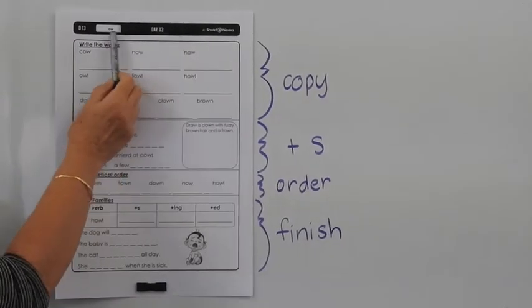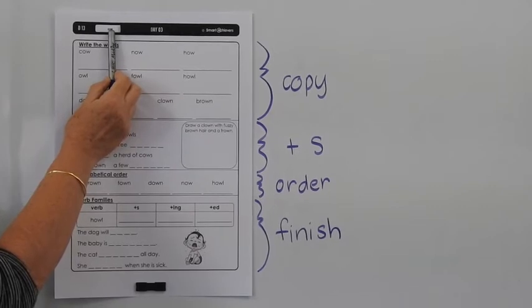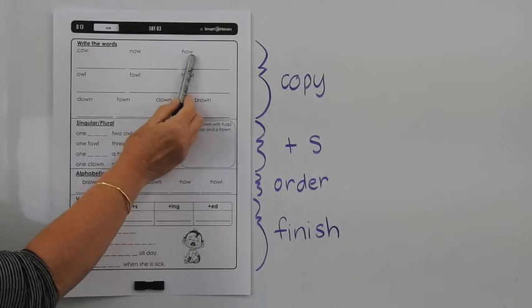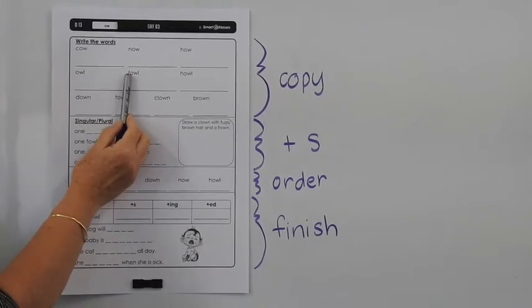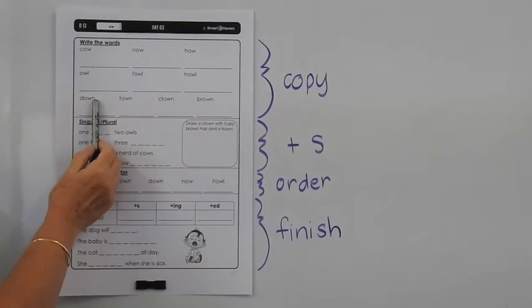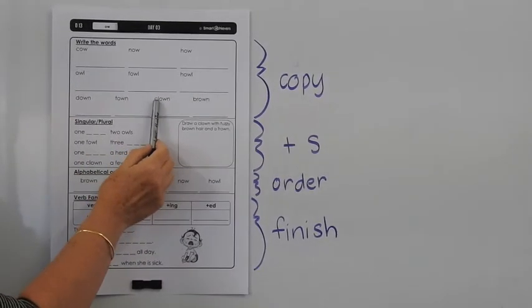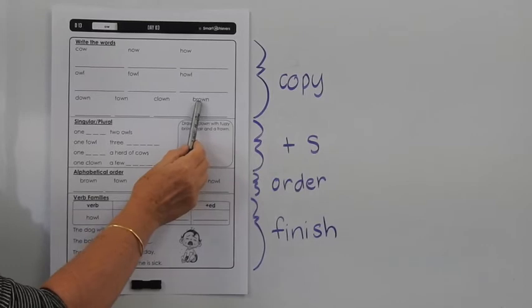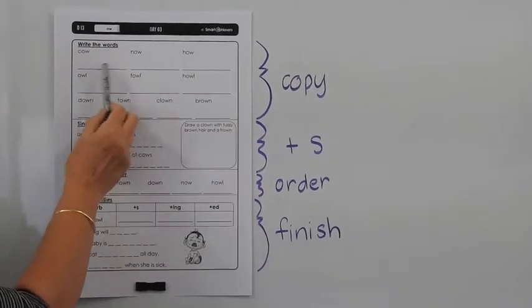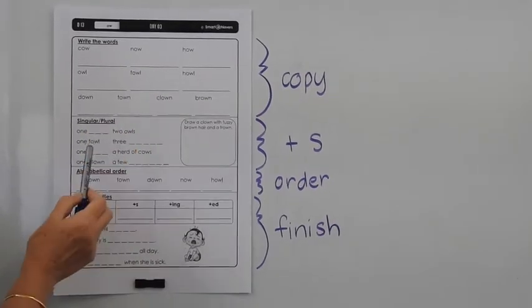D13, day 3, we're revising that the O-W can make the owl sound, like in cow, now, how, owl, howl, down, town, known, bown. So you can finish those off by reading them, sounding them, spelling them and writing them.